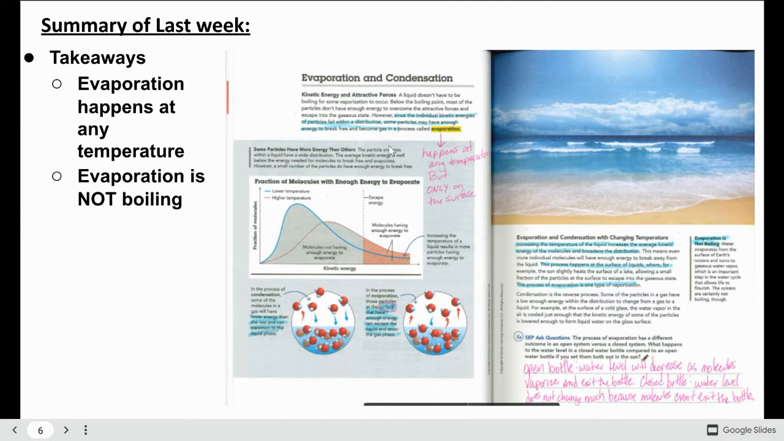Evaporation happens at any temperature and only on the surface. We can see that written right here of your substance. Evaporation is not boiling. Evaporation is particles that have enough energy on the surface to go to the gas phase. Boiling is adding enough energy for all particles within the entire container to go from the liquid phase to the gas phase. So evaporation, again, is not boiling.